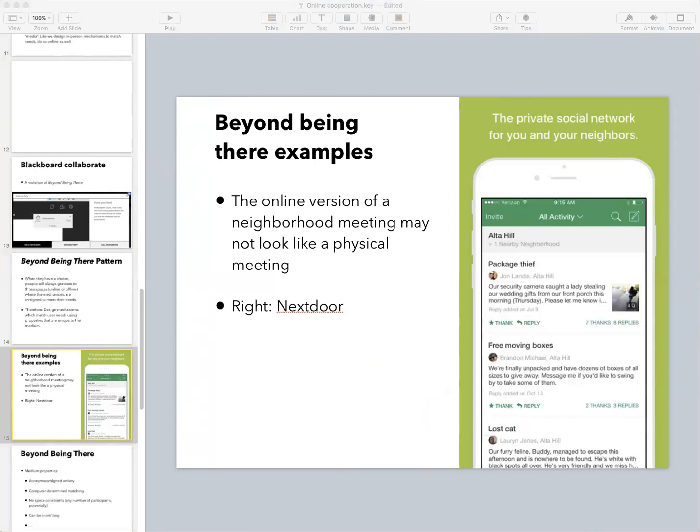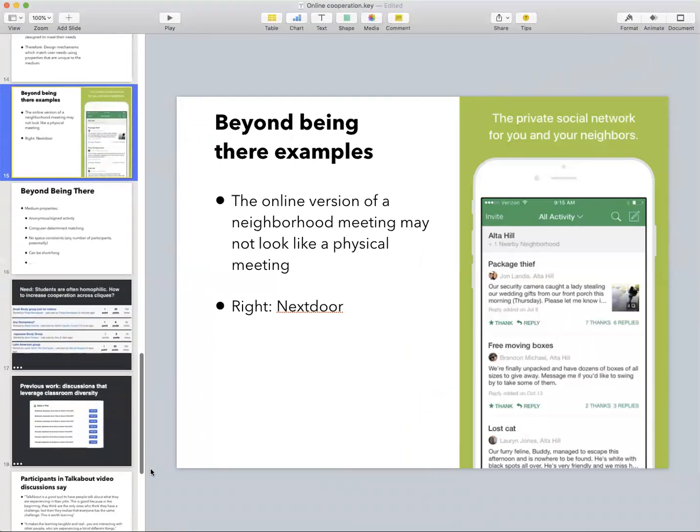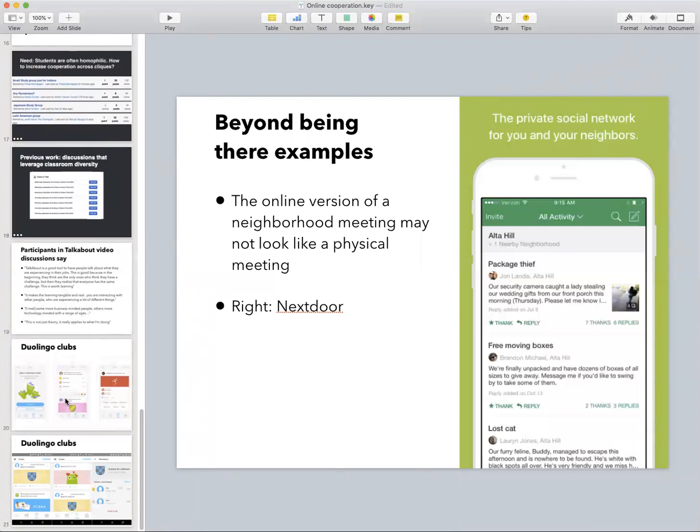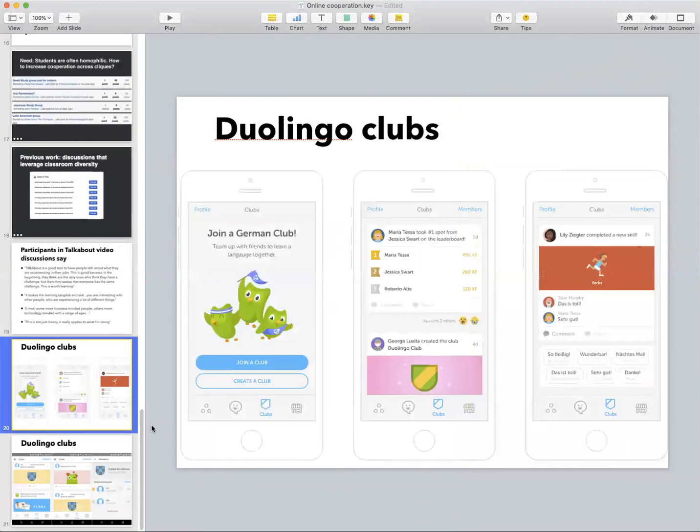As the last thing today, we've talked a bunch about different applications or different products which try and do cooperative learning. Duolingo Clubs is one among them. In class, we critique Duolingo Clubs for its design of individual accountability and positive interdependence. You can also think about how you might redesign Duolingo Clubs or features like that to use the properties of the online medium.